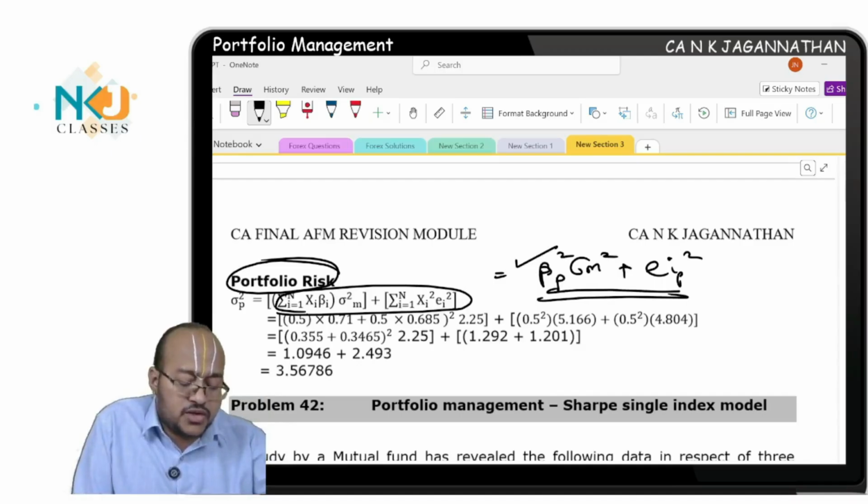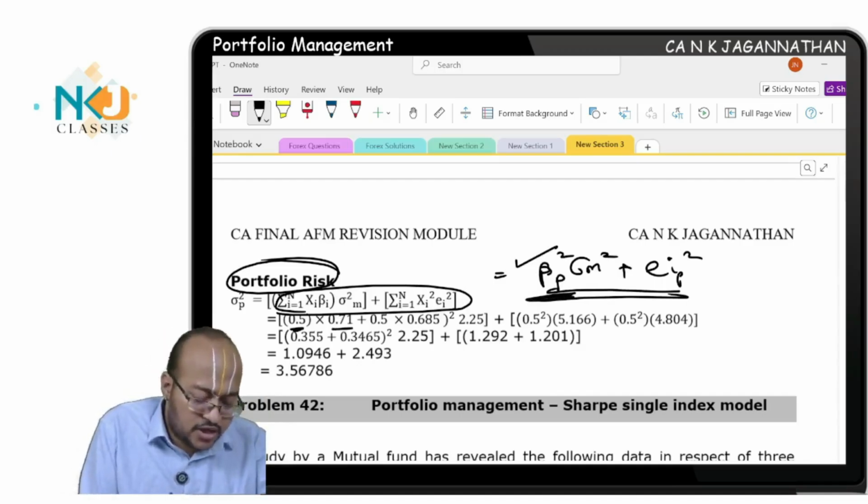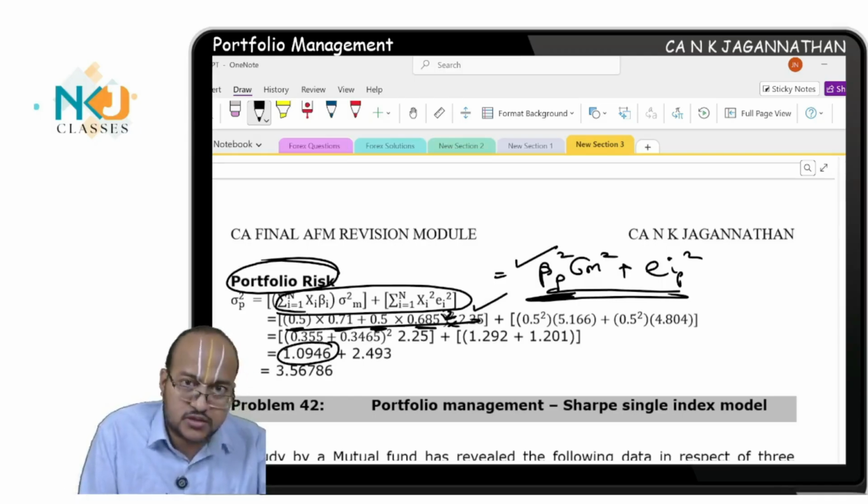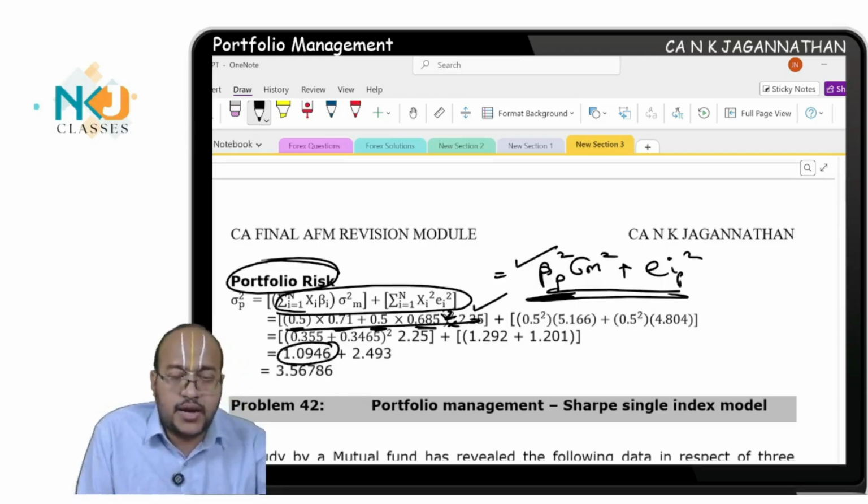Beta of the portfolio squared into sigma m squared. Now beta of the portfolio you need to elaborate. How is that? Very simple. Weight of X into beta of X plus weight of Y into beta of Y, the whole squared. Okay, you will get the beta of the portfolio squared into 2.25. You will get the first term. This is systematic risk. If you solve this, you will get the portfolio systematic risk. How much is that? 1.0946.